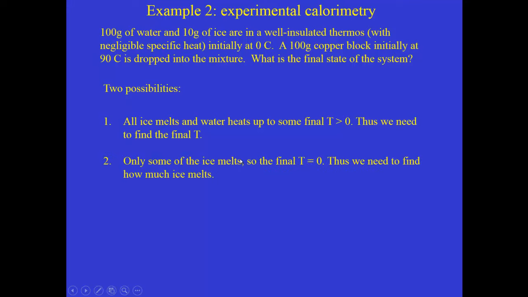The other thing that could happen is perhaps the copper block only provides enough thermal energy so that some of the ice melts, leaving the 100 grams of water and some of the ice still in solid form. If that's the case and there's still some ice left when the system reaches thermal equilibrium, then the temperature will still be 0, although the copper block, of course, will cool down all the way to 0. So if that's the case, the unknown that we need to find is how much of the ice melts. And so we really can't figure out which one of these happens just by reading the problem. We have to do some calculations and see which one makes sense.